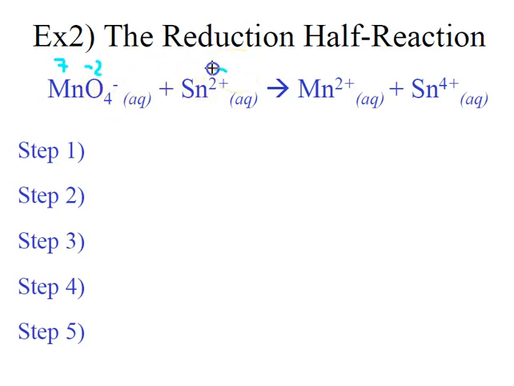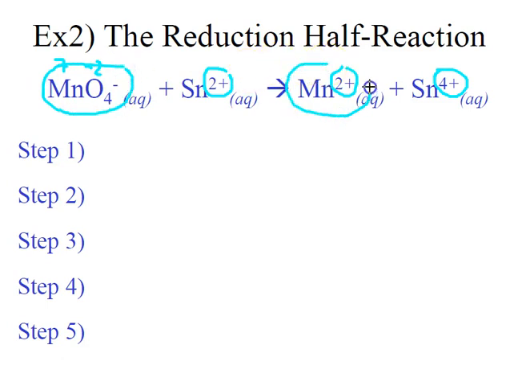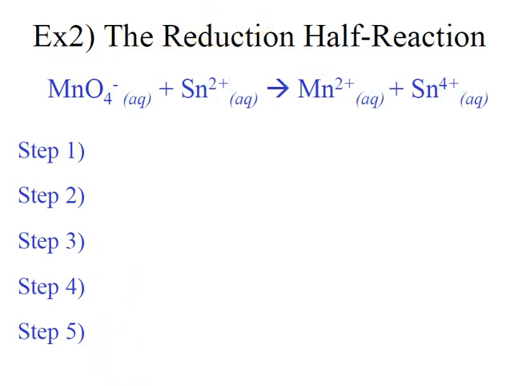The rest of these are super easy. Tin is +2, manganese +2, tin +4. Alright, so who was reduced? Manganese went from 7 to 2. That sounds like a lower number to me. So manganese was reduced. So we'll focus on this permanganate going to this manganese ion as our reduction half reaction. So set that up first.